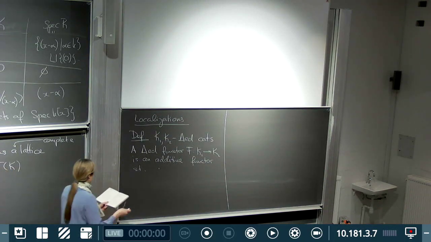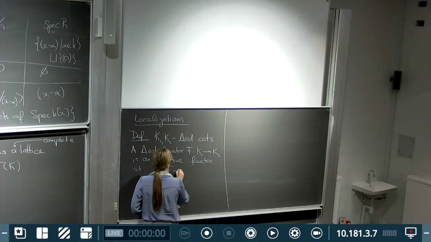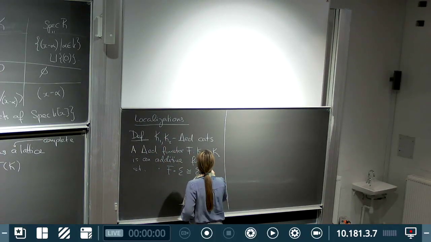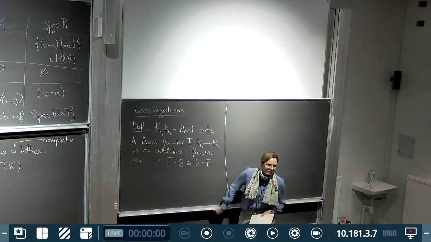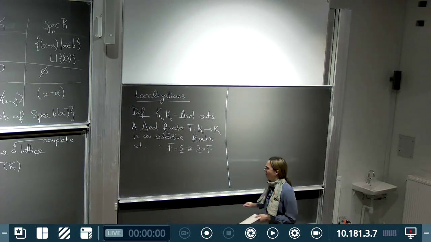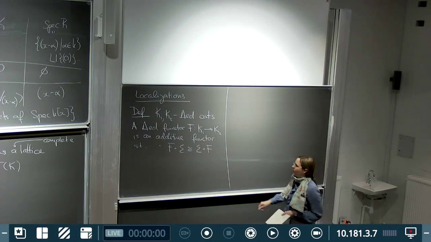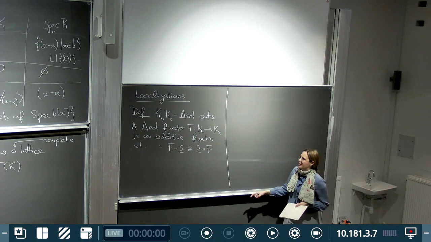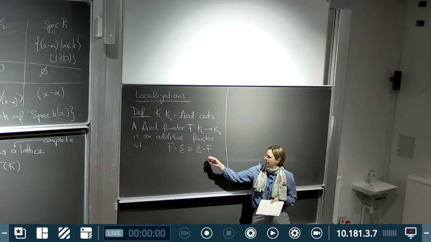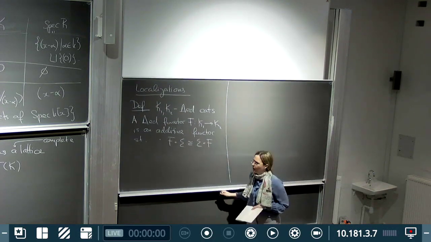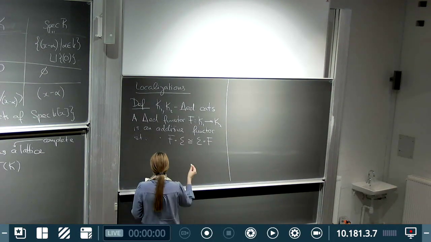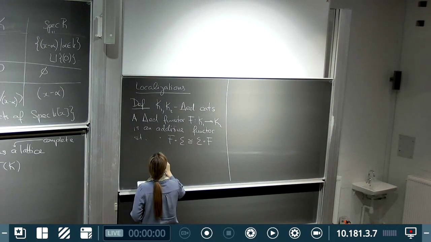I'm going to use sigma just for all my suspensions in all my triangulated categories. I don't think this will cause any confusion, but if it does, then let me know. So composing sigma with F should be naturally isomorphic to composing F with sigma. And then we have that it sends triangles to triangles.